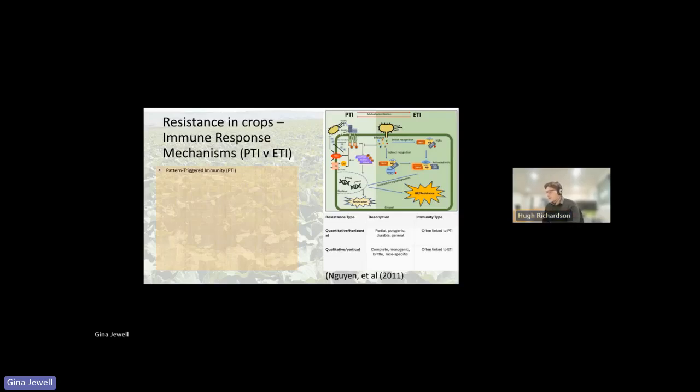But to go over it again, you've got PTI and ETI. PTI works on a very broad level of pathogens, whereas ETI works on a specific race level. And when we talk about plant breeding and how we get resistance, while both mechanisms are relevant, ETI, the ability to have resistance genes or R genes, which recognize specific strains of a pathogen, is sort of the gold standard for being able to resist pathogens.